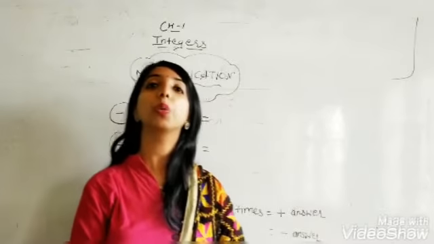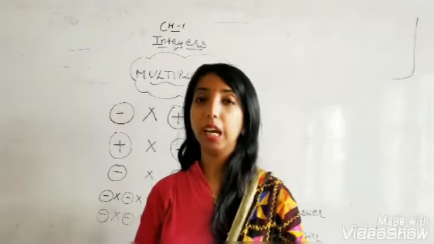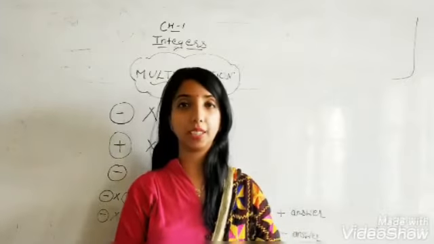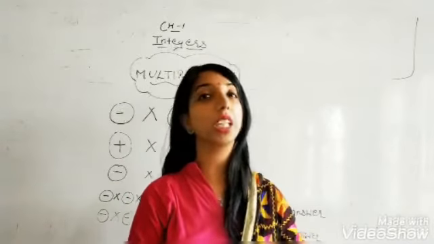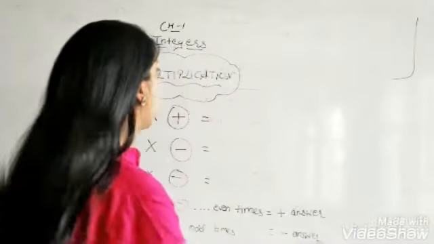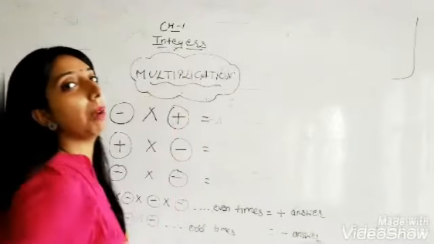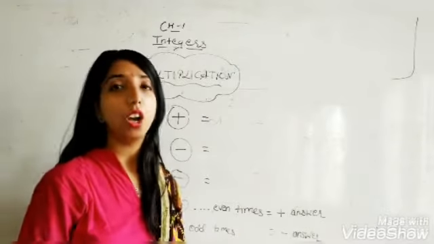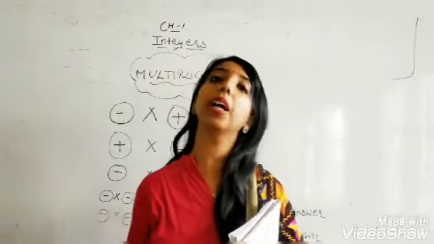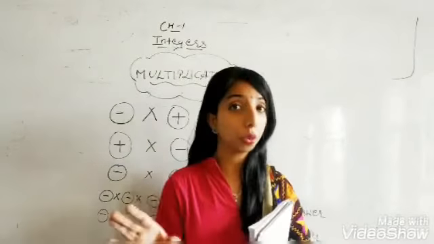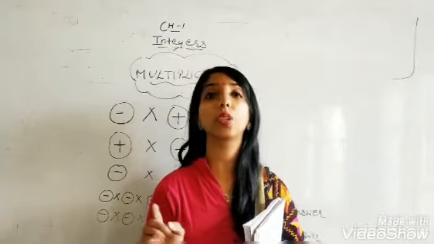So class, as we were doing the integers chapter, this is the time of exercise 1.3. In this we are going to learn some very important rules of the third operation, which is called multiplication of integers. It's very easy class, you just have to multiply simply. The one thing you have to concentrate on is the signs.